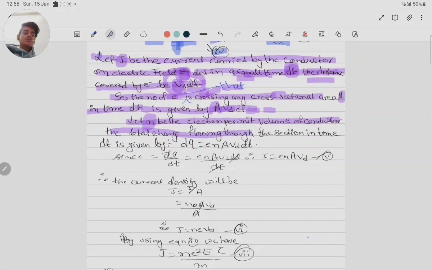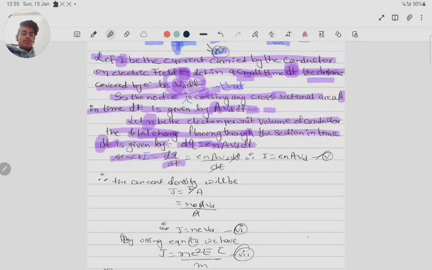The total charge flowing through the cross-sectional area in time dt, in a small time dt, is considered as dq. The total charge dq is represented by n e A v_d dt, where e is a constant. Since we already know that current I equals dq by dt, this is the old relation that we studied in our lower classes.